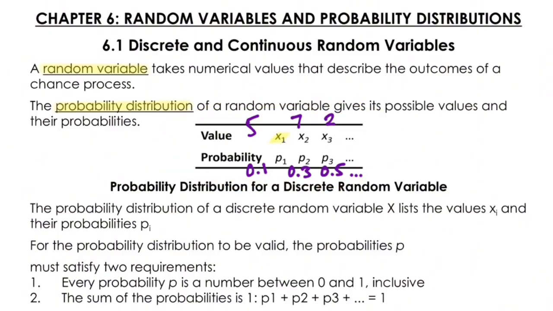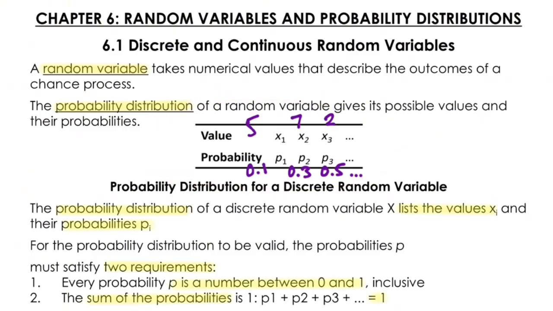We have values that would be your x values, and they would typically appear as whole numbers across the top, in this case, maybe 5, 7, and 2, and the probability right below them, the p sub 1, p sub 2, p sub 3, those are your individual probabilities associated with each of those values. So for instance, a value of 5 has a 10% chance of happening in this little purple representation of those numbers right there. The probability distribution for a discrete random variable x lists the values x sub i and their probabilities p sub i, which is again what you are seeing right here.